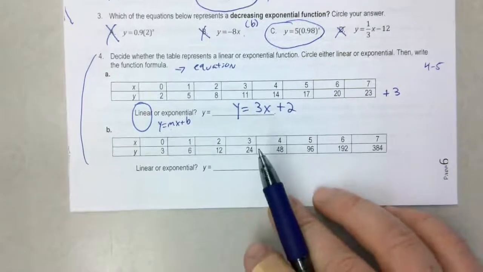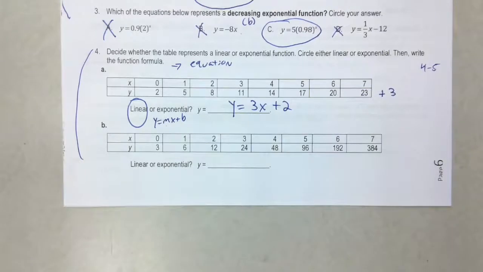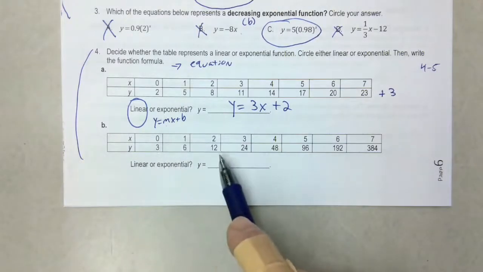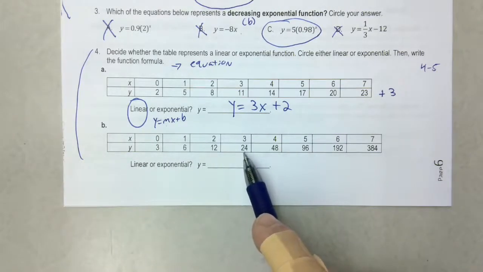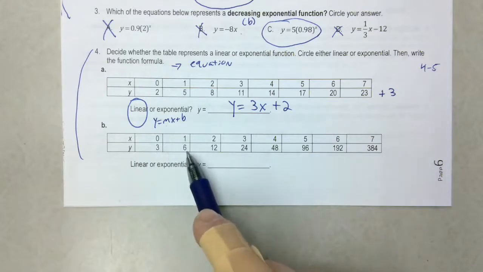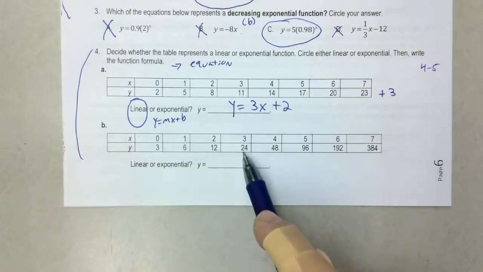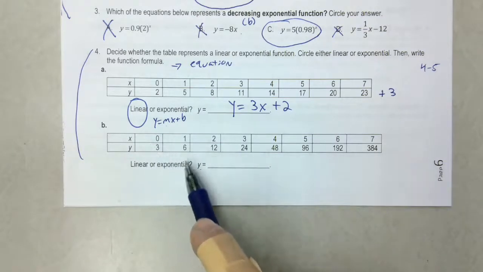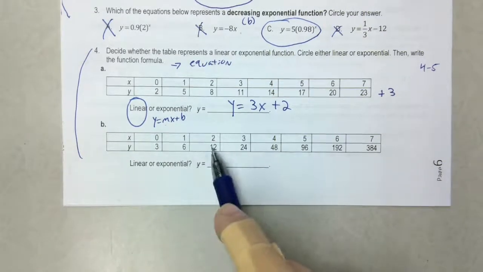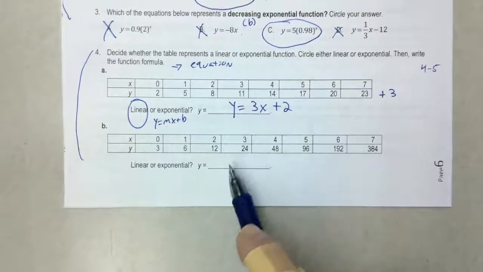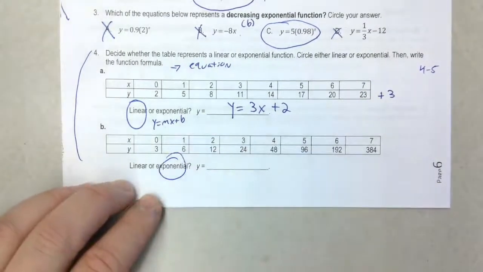Next one, linear or exponential. Let's look at my y values: 3, 6, 12, 24. Well, it looks like at the beginning it's being added by 3, but then there's a 6 here and a 12 here, so it's not being added by 3. In fact, everything is being multiplied by 2. 3 times 2, 6 times 2, 12 times 2. So if it's being multiplied, we have an exponential function, and my growth rate is 2.